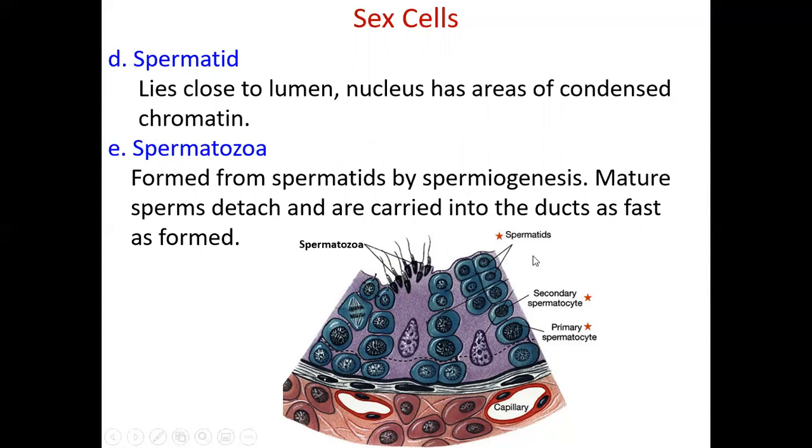Okay, and then spermatozoa. If you see here, this is the sperm or spermatozoa, which is formed from the spermatid. This spermatid will transform into a spermatozoa by the process of spermiogenesis. The mature sperm will be detached and will be carried into the duct as fast as it is being formed.